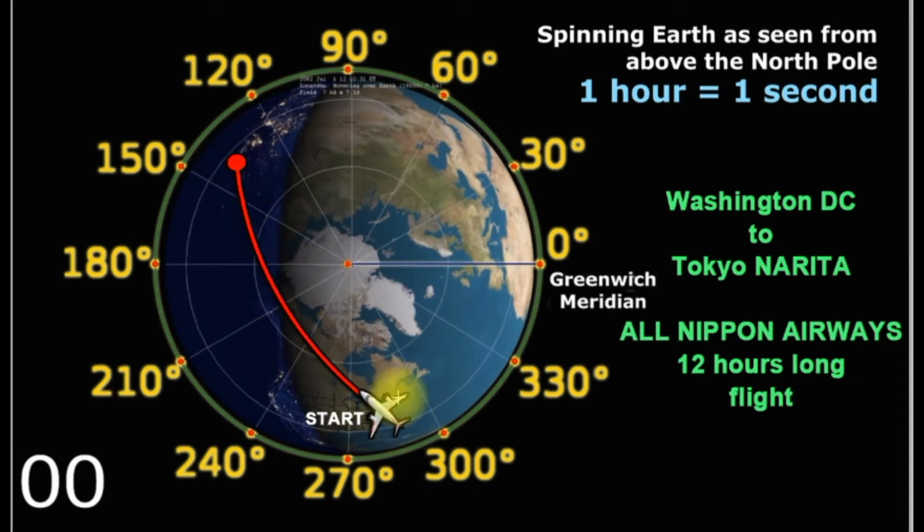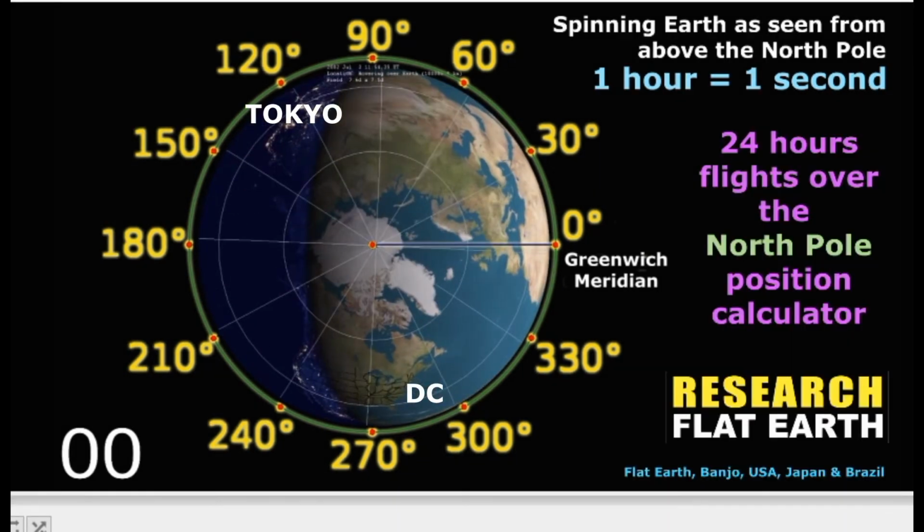Right, so let's go ahead and set the timer. Everything is correct right here, the Greenwich Prime Meridian. So you have Washington DC right here and Tokyo, 12 hours long flight. Let's look at this flight.